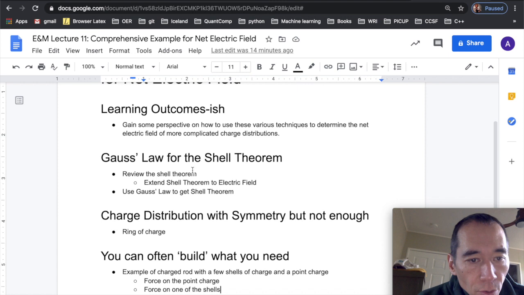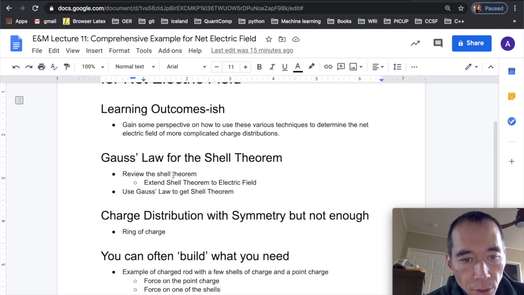We're going to start with Gauss's law for the Shell Theorem. The Shell Theorem is something I introduced quite a lot of lectures ago, when we talked about electric force, so maybe lecture number 3 or 4. The Shell Theorem was about a spherically symmetric charge distribution on a shell, and so maybe Gauss's law can be used to get the Shell Theorem.